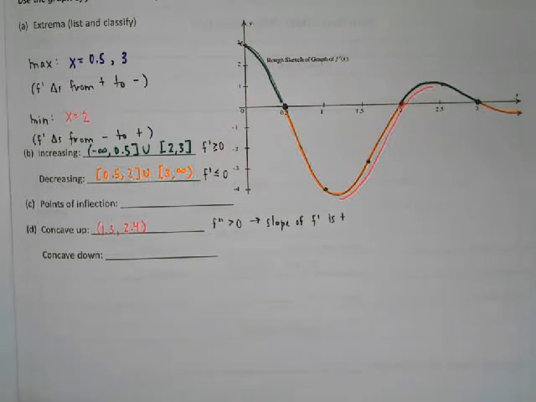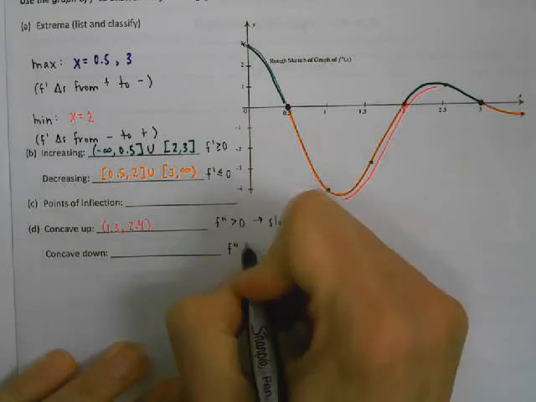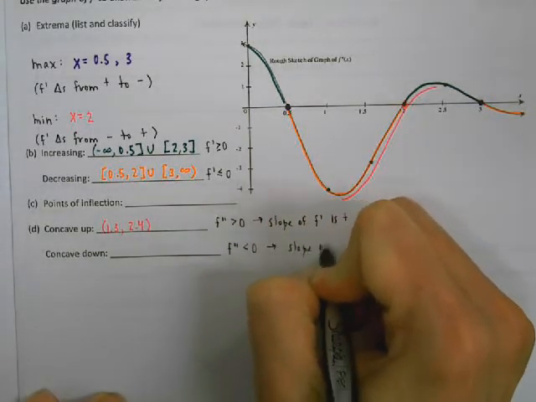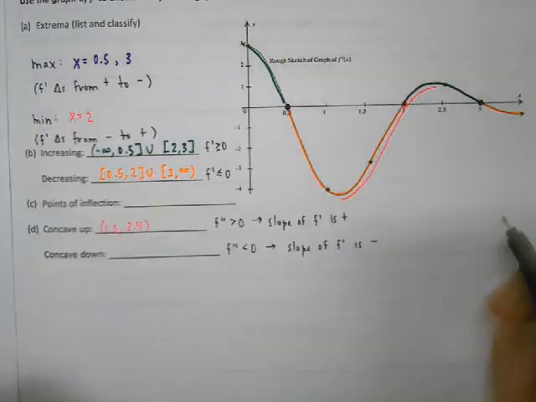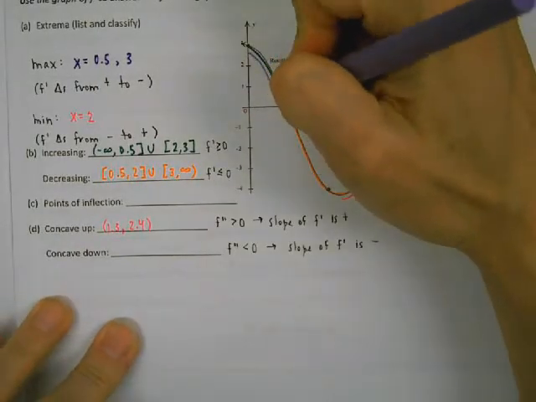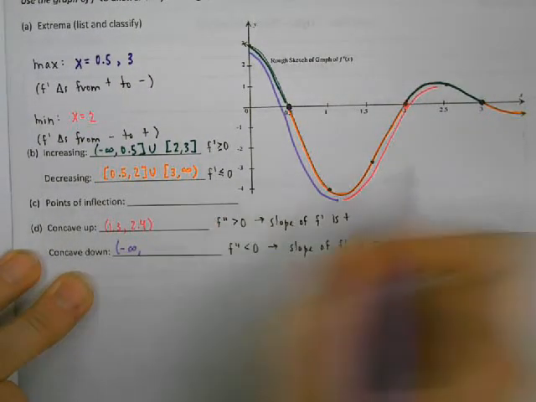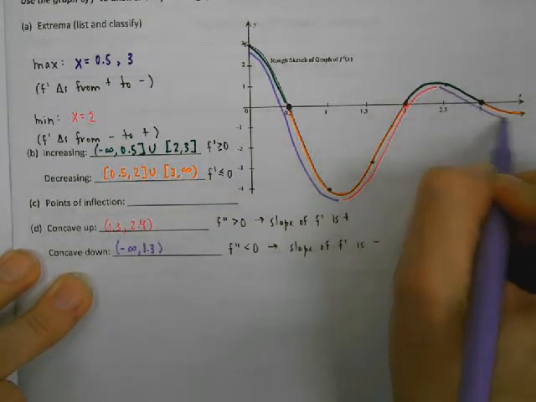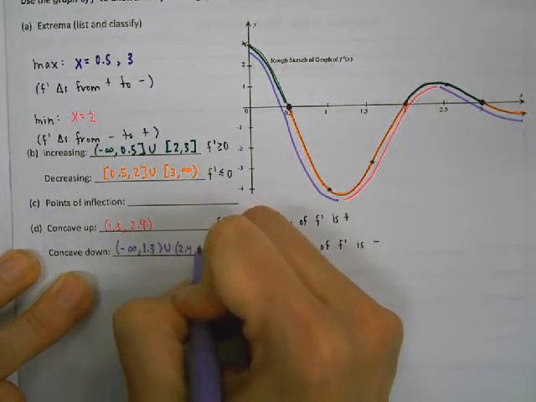And then on the other hand, I'm concave down where f double prime is less than 0. So where is the slope of f prime negative? I can see pretty easily here. I'm going to be concave down from negative infinity to what I called 1.3. And then again, on this interval here, from what I called 2.4 to infinity.